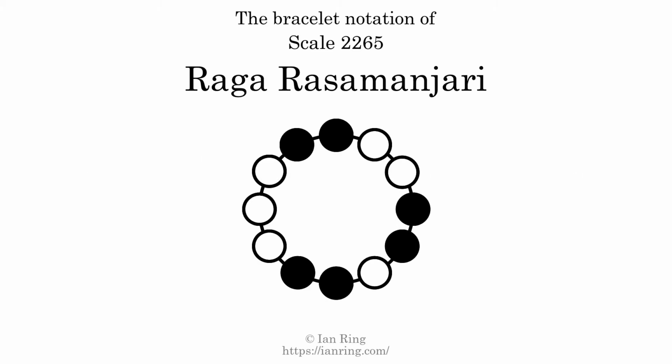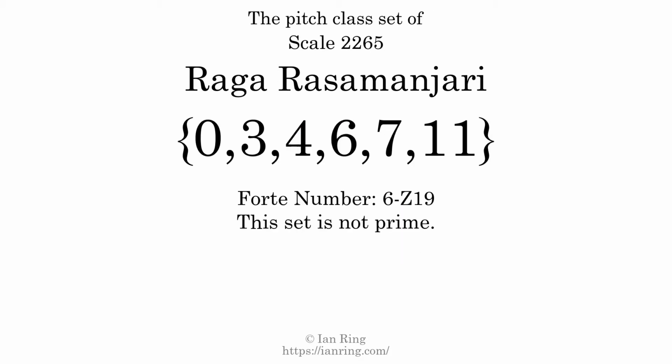This is a bracelet notation diagram of scale 2265. The shaded circles represent tones that appear in the scale, and they are read clockwise, starting at the top. The pitch class set for this scale is 0, 3, 4, 6, 7, 11.